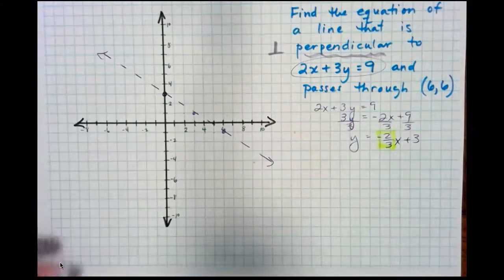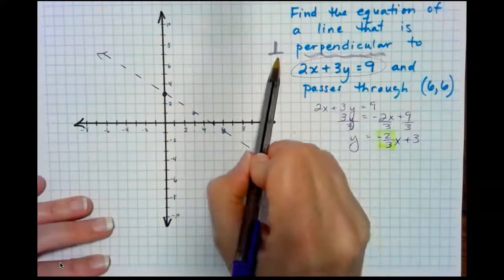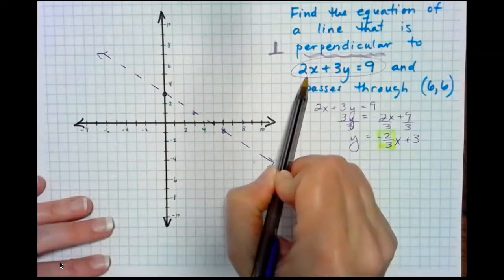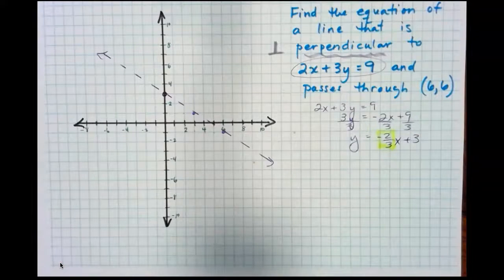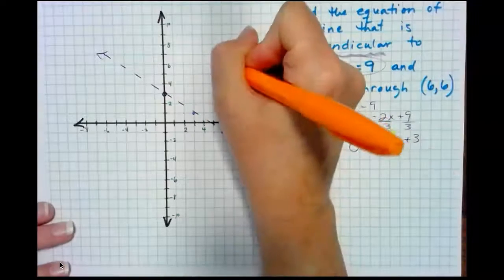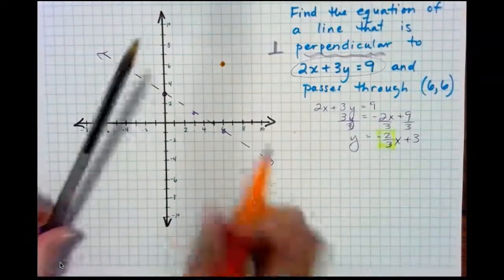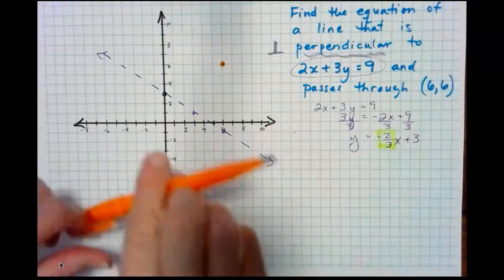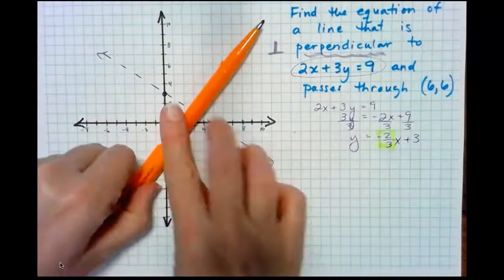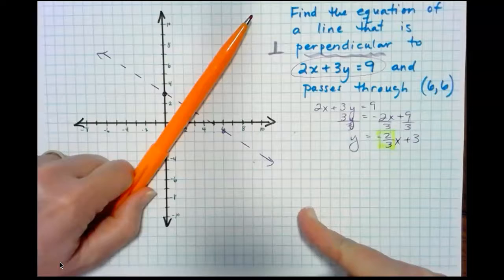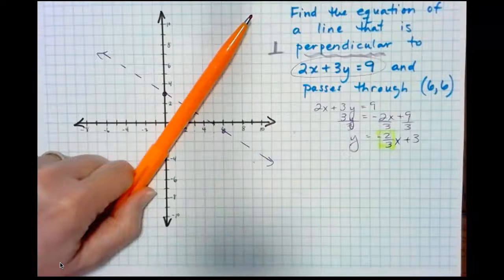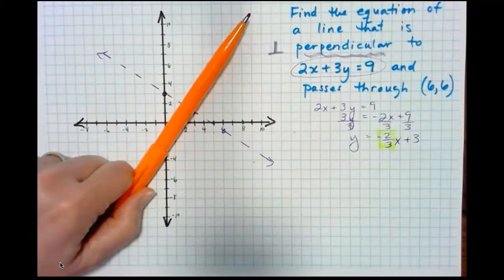Now, we want a new line, and we want our new line to be perpendicular to our given line. So we want our new line to go through 6, 6. So once again, let me plot 6, 6 in orange. So if our new line has to go through 6, 6, and we want it to be perpendicular, well, let's take a look. Our given line has a negative slope. Our perpendicular line will have a positive slope.